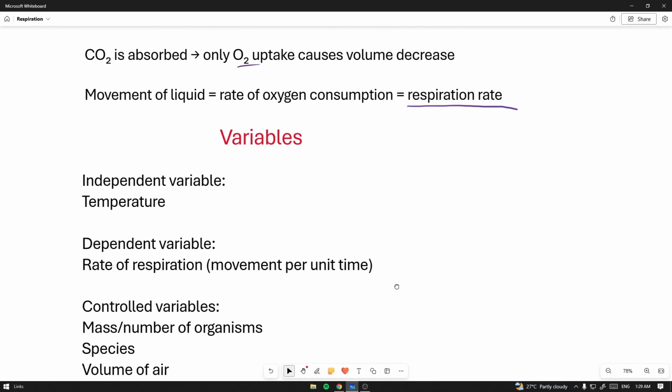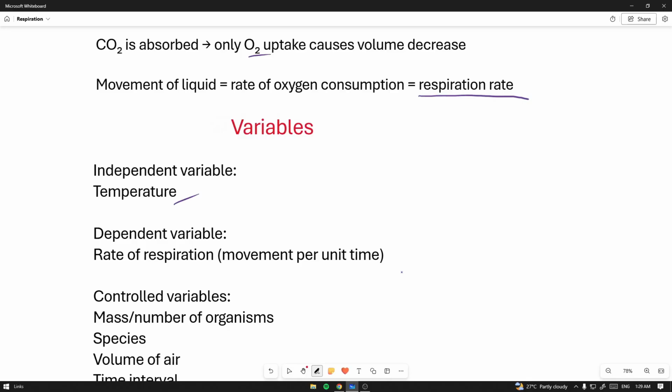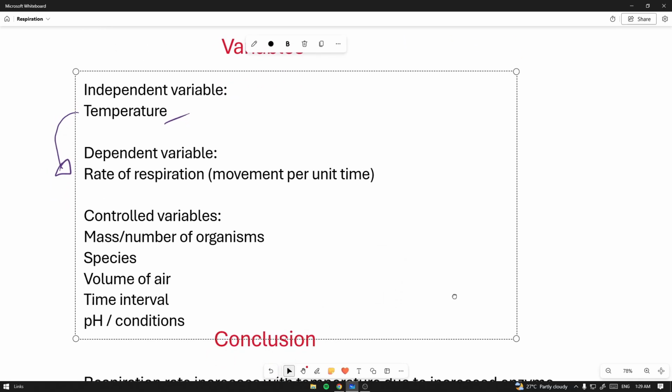Now, the variables. We are changing the temperature, and changes in the temperature directly change the rate of respiration, right? So the independent variable is going to be temperature, and the dependent variable is going to be the rate of respiration.